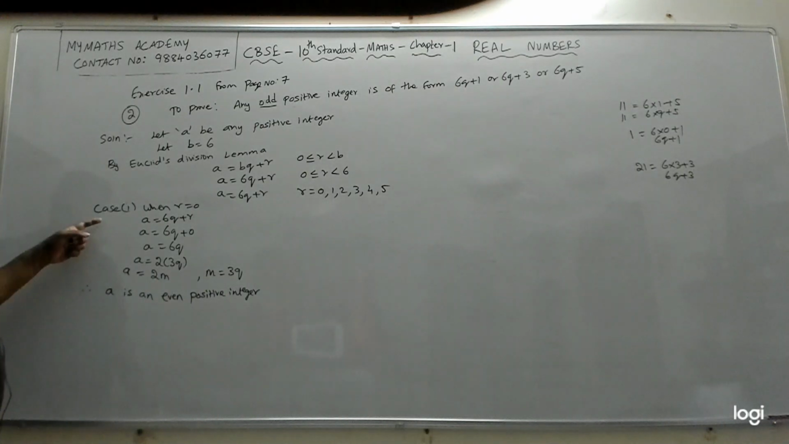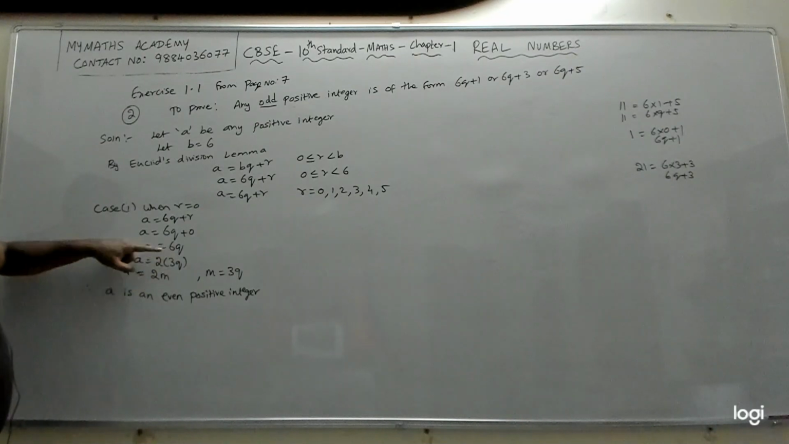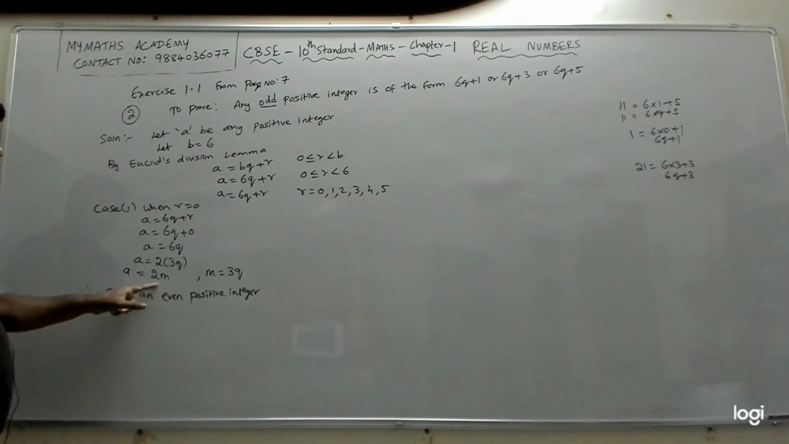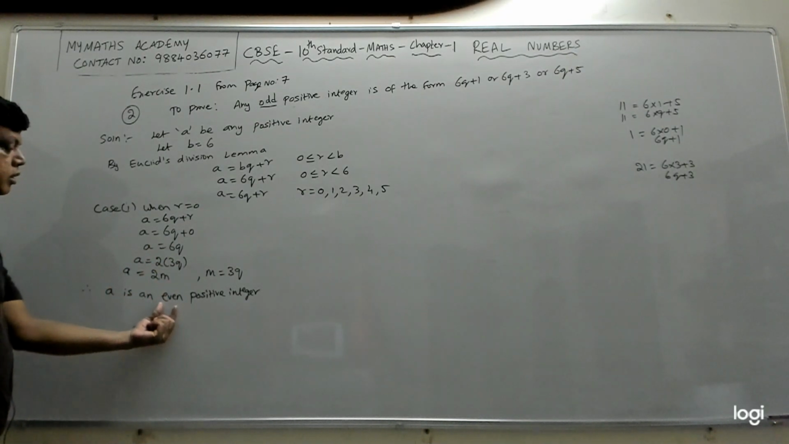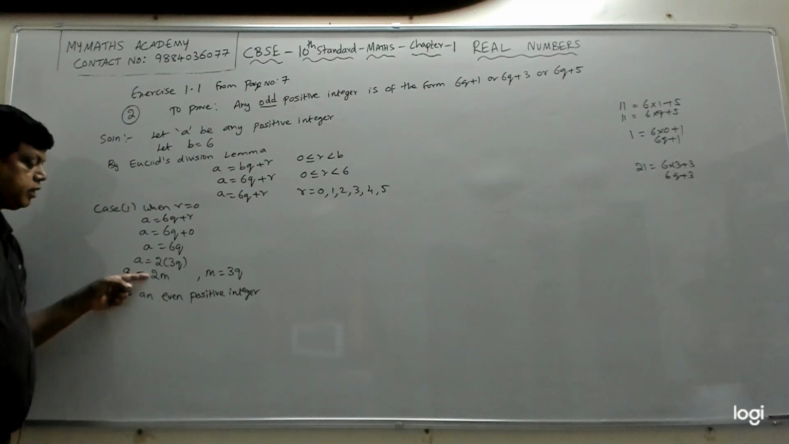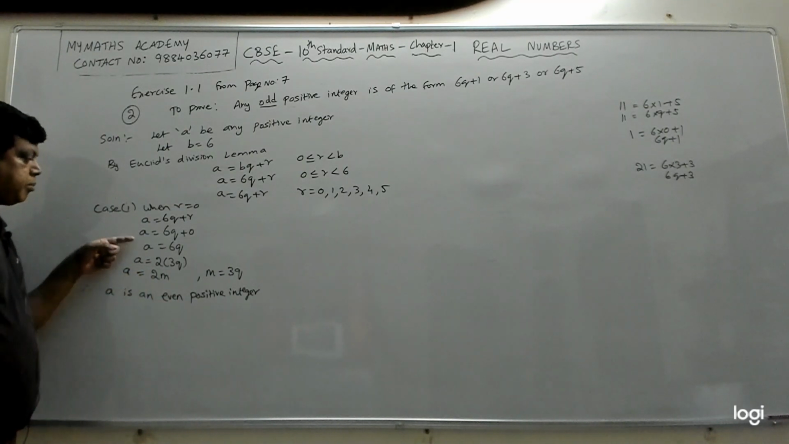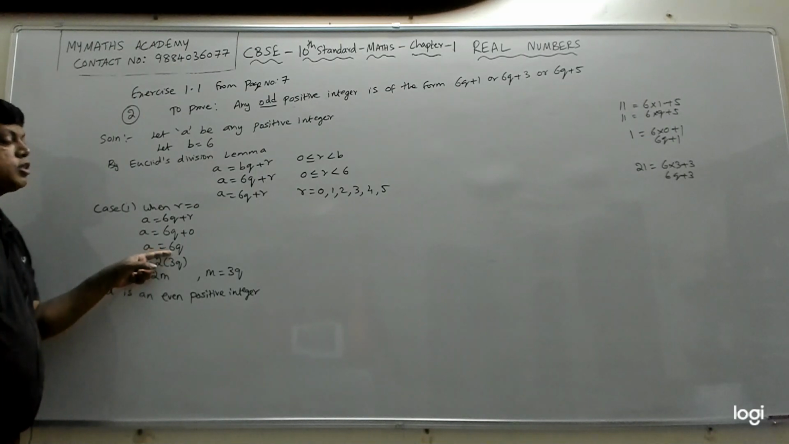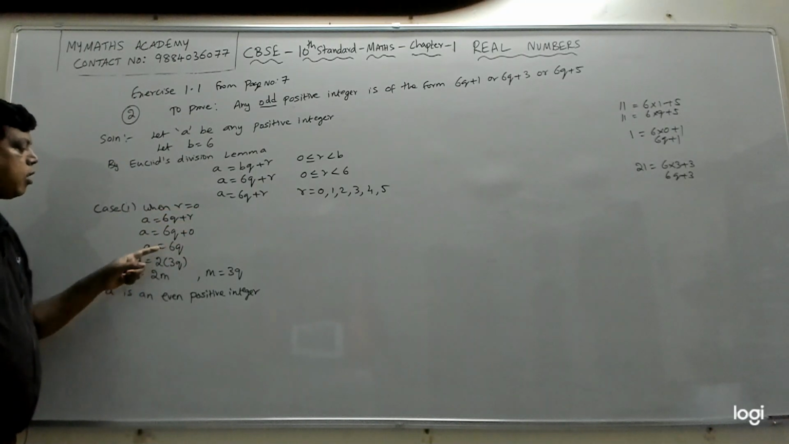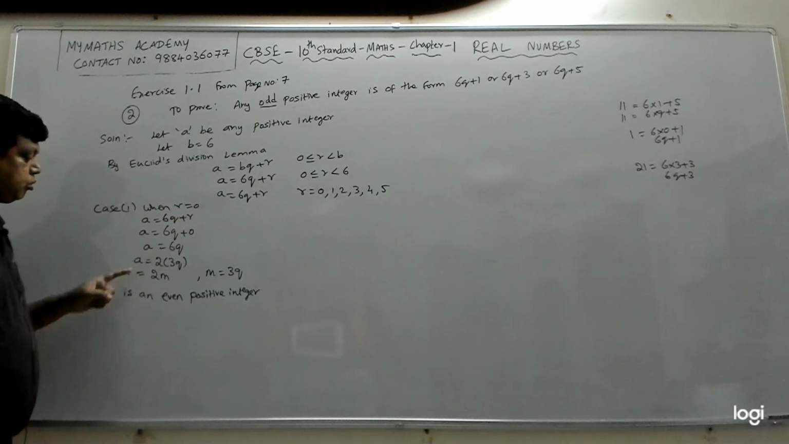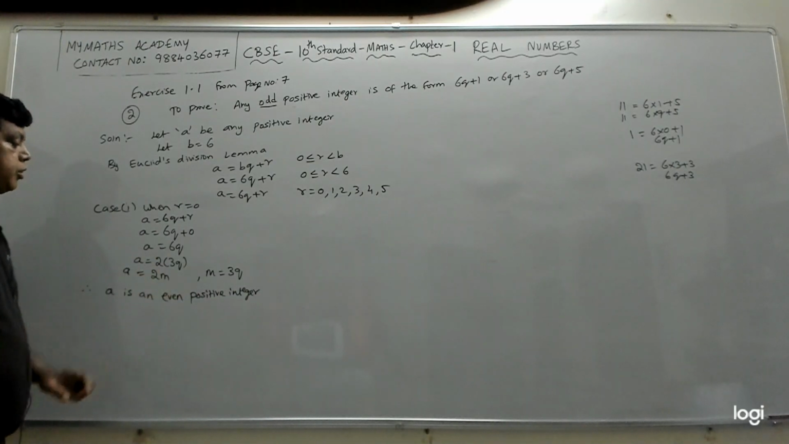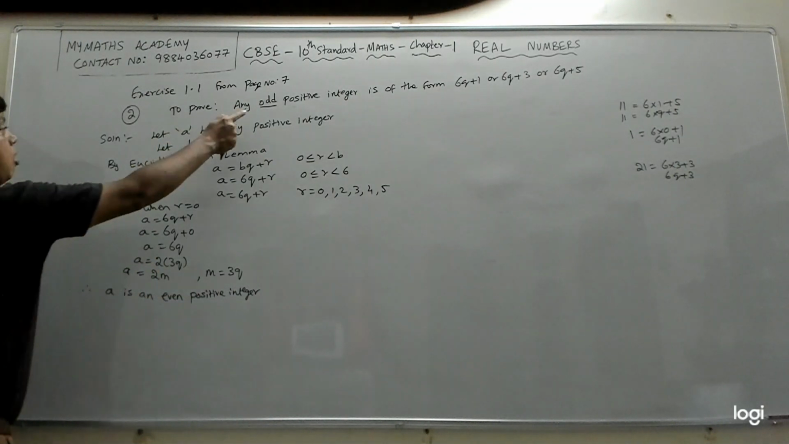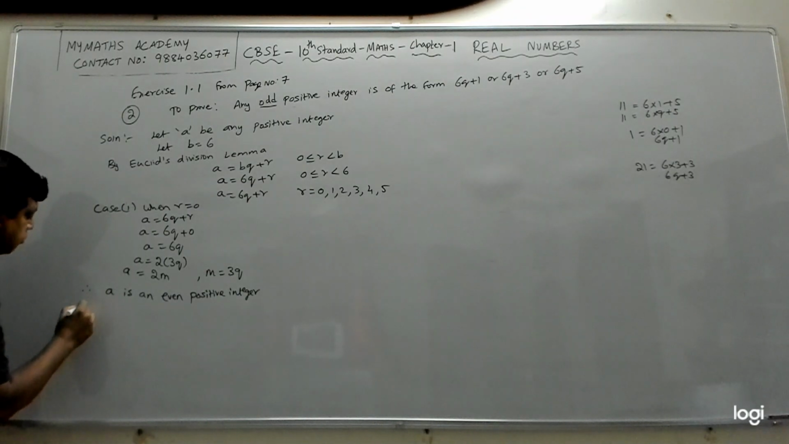Which case? When a is in the form of 6q. Don't worry about this form. This form says whether it is even or odd. We are getting it in this form to show that it is even. But actually, what is a equal to? 6q, when you substitute r. So when a is 6q, a is an even positive integer. But we are worried about odd positive integers. So we'll go case by case.